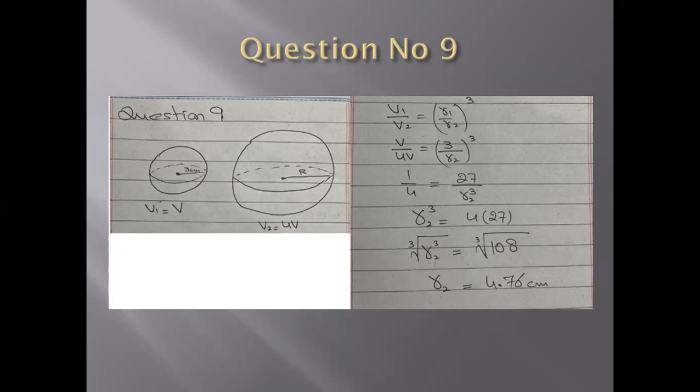So you are left with 1 by 4 equals, when you take the cube, 27 by R cube. So cross multiply, so R cube will be equal to 4 multiplied by 27, and that will be 108. And because we want to find the value of R, we will take the cube root on both sides. So you will have R2 equal to 4.76 centimeter. So this is how you will do question number 9. Hopefully you understand.